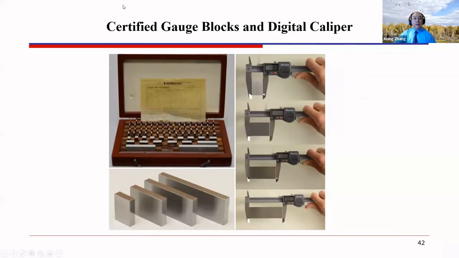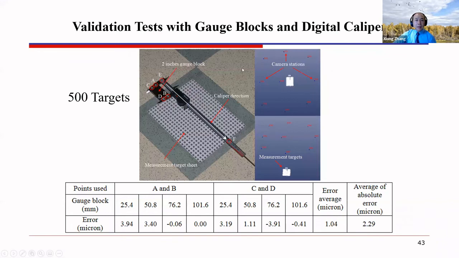We used certified gauge blocks and a digital caliper to do the calibration. We reconstructed the 3D model of the certified gauge blocks in the air, using different blocks of which we know the exact length, for example 1 inch, 2 inch, 3 inch, 4 inch, right? When we put a different block in, we know exactly what distance the points move. Then we use photogrammetry to reconstruct the 3D model and calculate the distance.